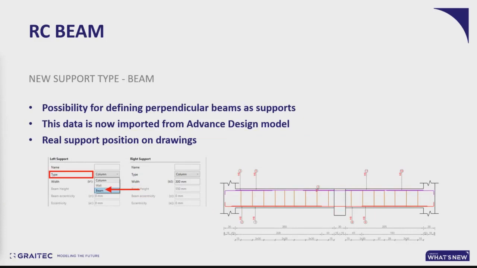The next change is similar to the previous one. Now it's possible to define another beam, a perpendicular beam, as a support. This data can be edited manually, so we can define, okay, this is a perpendicular beam that's acting as a support. But also this data can be imported from advanced design. Again, this also has influence on drawings, because on drawings you can see that kind of support.